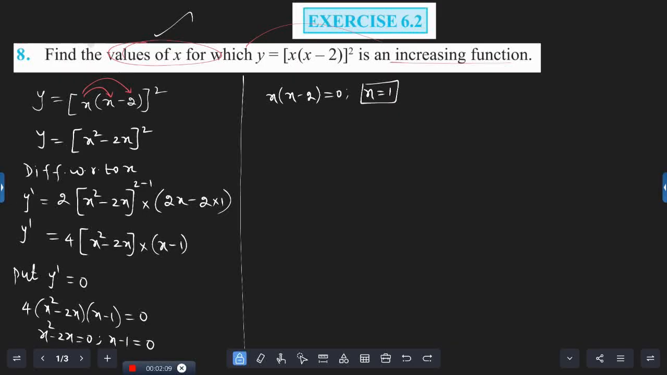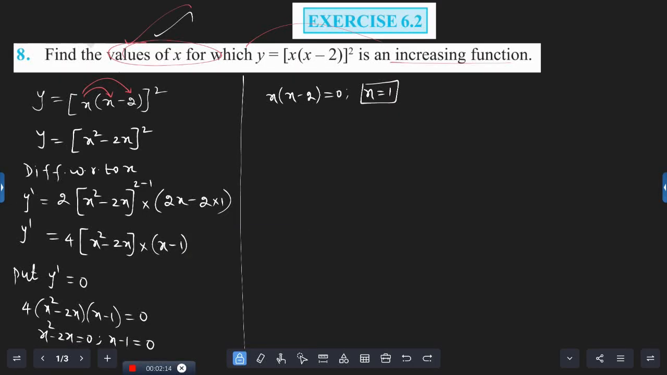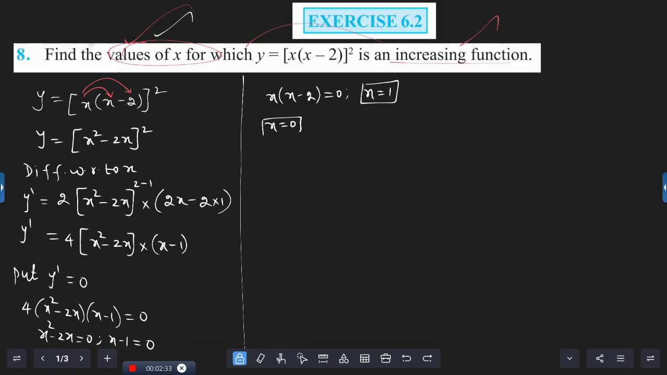One value we got for x, but they didn't ask for just any x value. We need the x value when it is increasing. So we are getting some x values, but only where it is increasing should we take x, and the other values you have to reject. It means suppose it is decreasing at a specific place, that you reject. Only the increasing values we should take. Understand? Now here x is equal to 0, one more value, and x minus 2 equal to 0, so x is equal to 2. Now how will you split the normal interval? That you do.